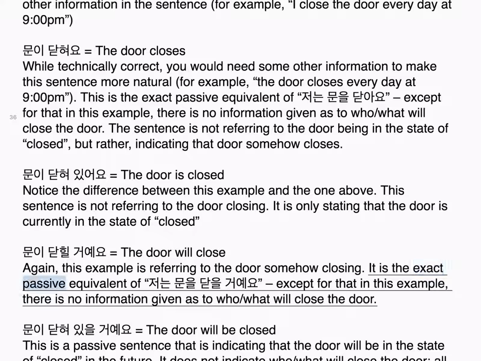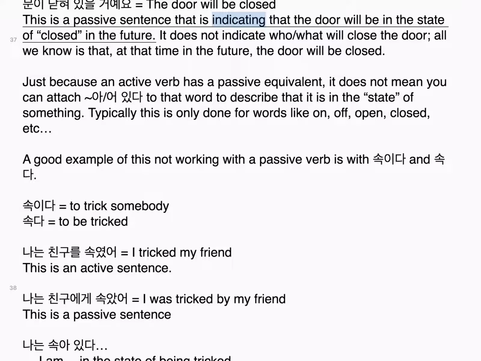It is the exact passive equivalent of 저는 문을 닫을 거예요. Except that in this example, there is no information given as to who or what will close the door. 문이 닫혀 있을 거예요. The door will be closed. This is a passive sentence that is indicating that the door will be in the state of closed in the future. It does not indicate who or what will close the door. All we know is that, at that time in the future, the door will be closed.